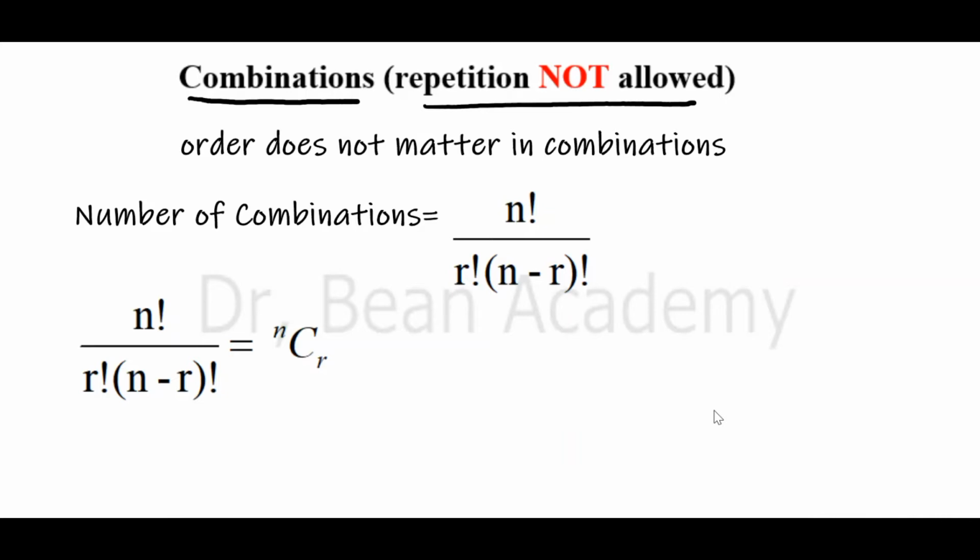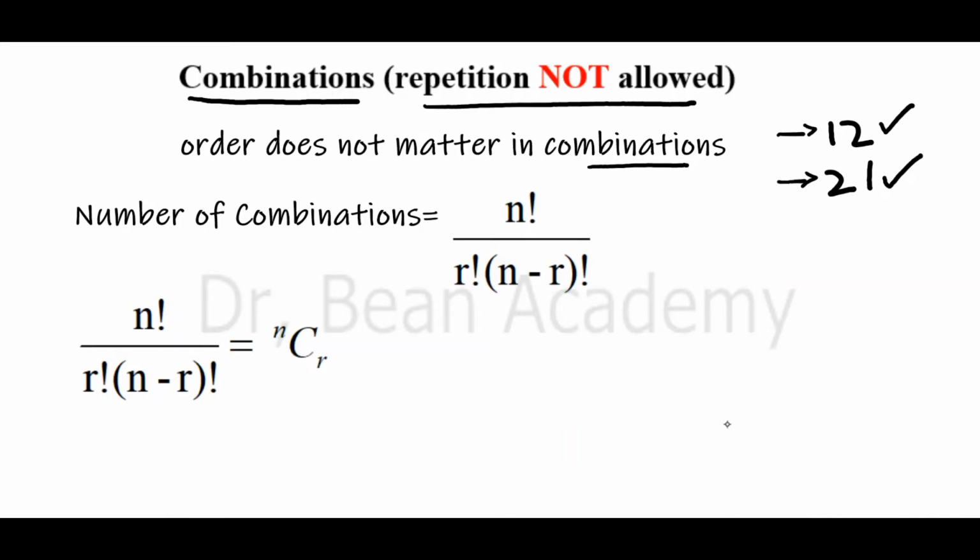You already know that order does not matter in combination. So it means if I am dealing with numbers, for example, 1 2 and 2 1 are the same thing when we are dealing with combinations. A combination doesn't care if it is 1 2 or 2 1, it is the same thing to a combination.